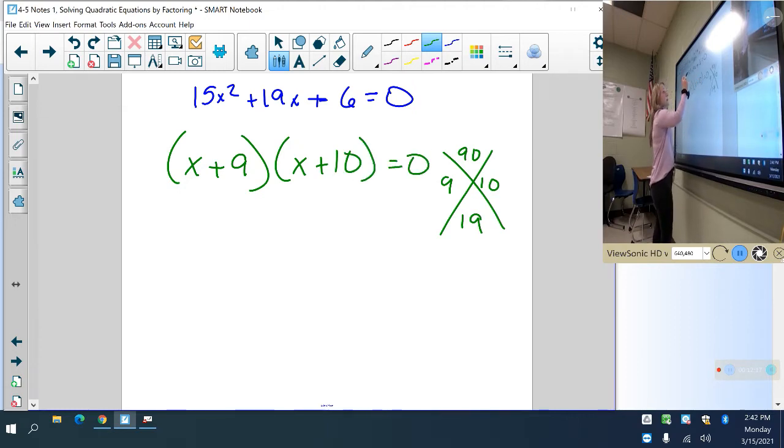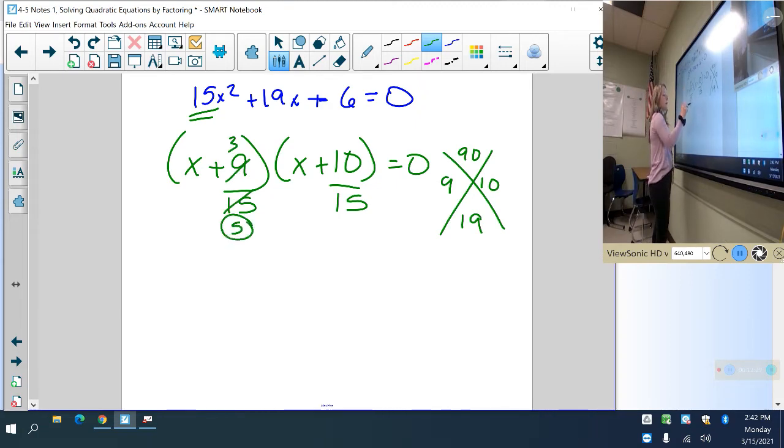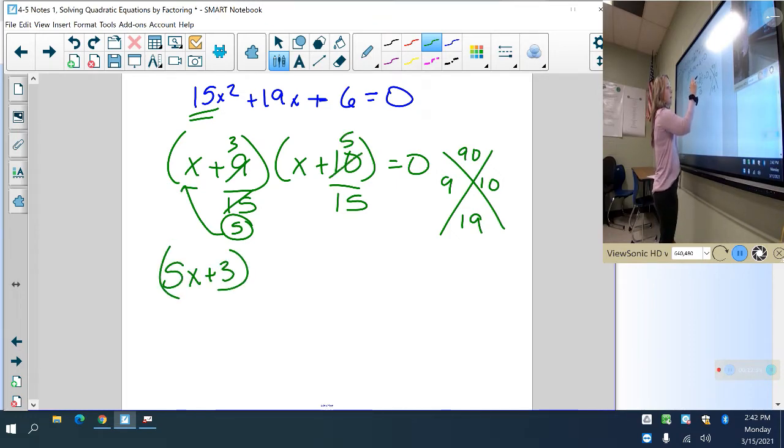And then I have to make sure and divide by my a term. So divide by 15, divide by 15. Simplify the fraction if possible. These are both divisible by 3, so this is 3/5. Take your 5, put it out in front, it becomes 5x plus 3. 10 and 15 are both divisible by 5, which is 2 and 3. Take your 3, put it out in front, so I have 3x plus 2.